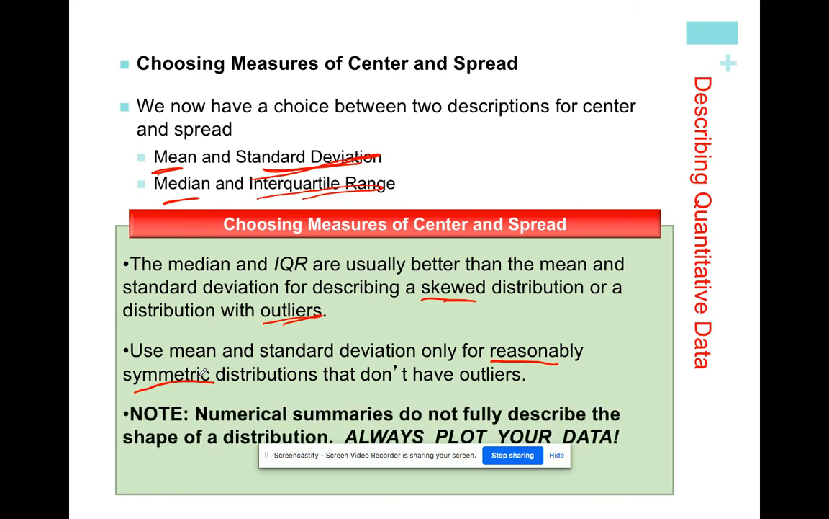So as I was saying, you always want to plot the data first to figure out the shape of the distribution. And then once you've determined that shape, you're going to use the mean and standard deviation if it's approximately symmetric, or median and IQR if it's skewed or has outliers.